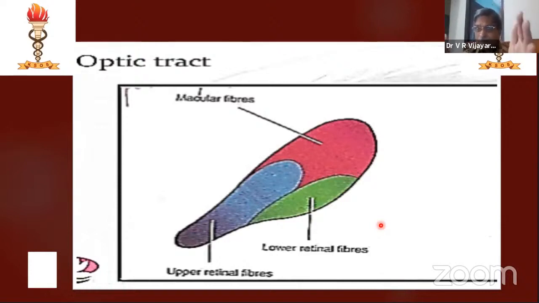That means the upper temporal and upper nasal fibers are coming closer. Lower temporal and lower nasal are becoming closer. That means they maintain the upper-lower relation again. That is why, if you see here, they write only upper retinal fibers. They don't write temporal, nasal and all. Upper means what? Same side upper temporal, opposite side upper nasal. Lower means same side lower temporal, opposite side lower nasal. This is the way you have to write.